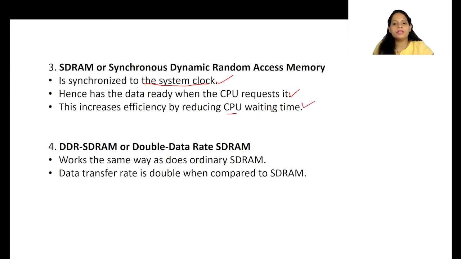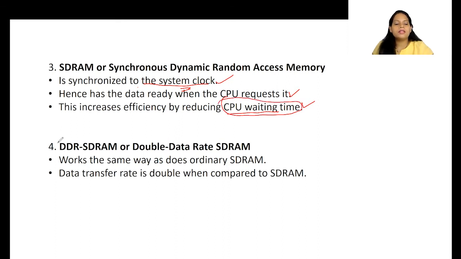Now, what do you mean by CPU waiting time? Like I told you before, whenever the data is not available in the register, it has to be accessed from the cache. If it is not available in the cache, it has to be accessed from the internal memory, or primary memory. Now, what is happening? The CPU is doing certain work and it is waiting for the data. Since SDRAM works parallelly with the system clock, it knows what the CPU needs and keeps it ready. Because of this, the CPU waiting time is reduced.